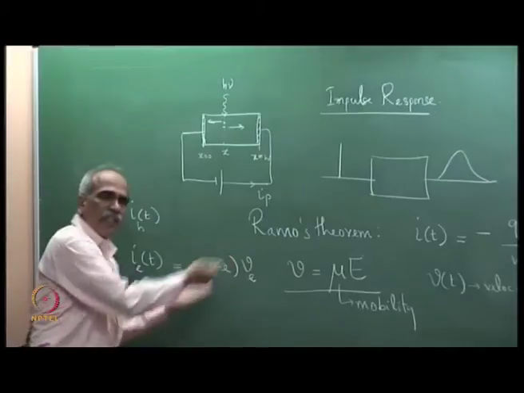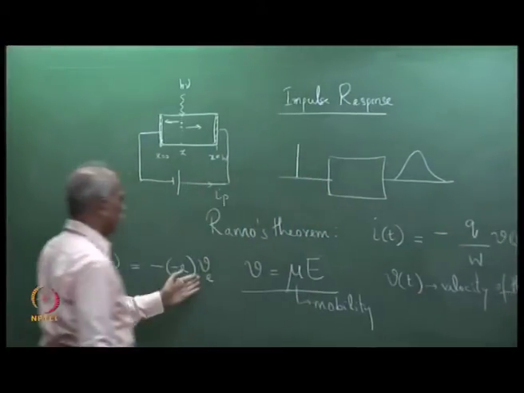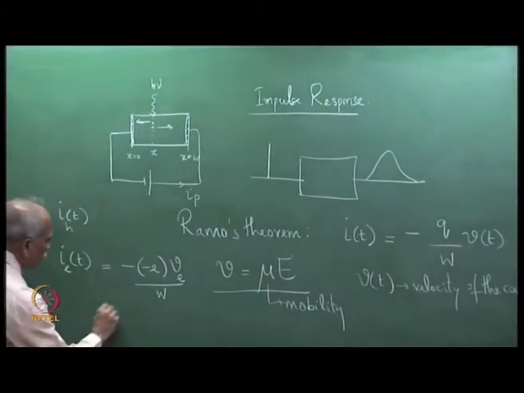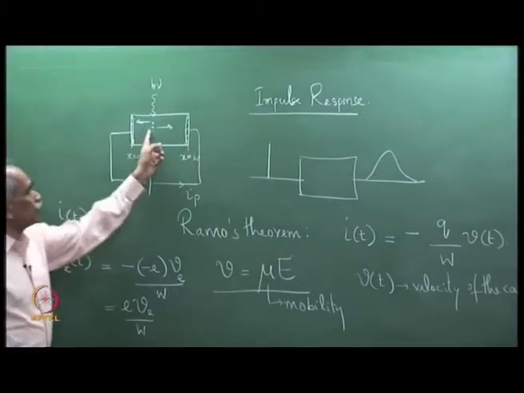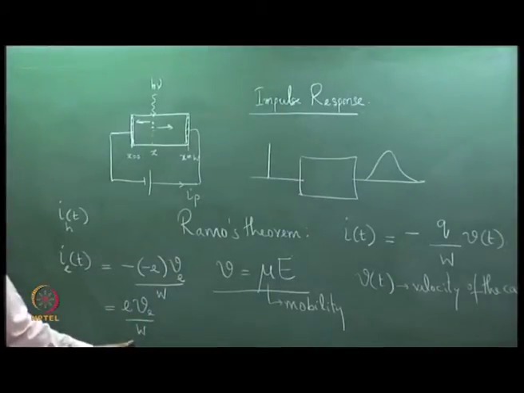If I take an average velocity, assuming that over the time duration the velocity is constant, I can write V e divided by W. So, that is equal to e into V e by W. The electron is moving in this direction, so the velocity is here. So, e V e by W.